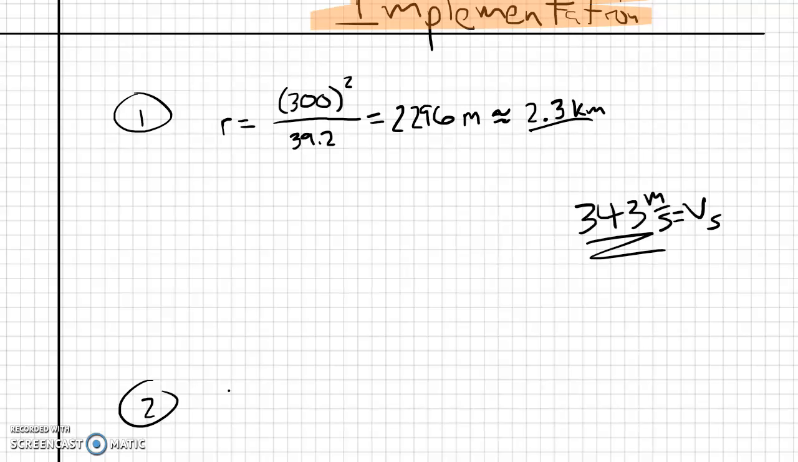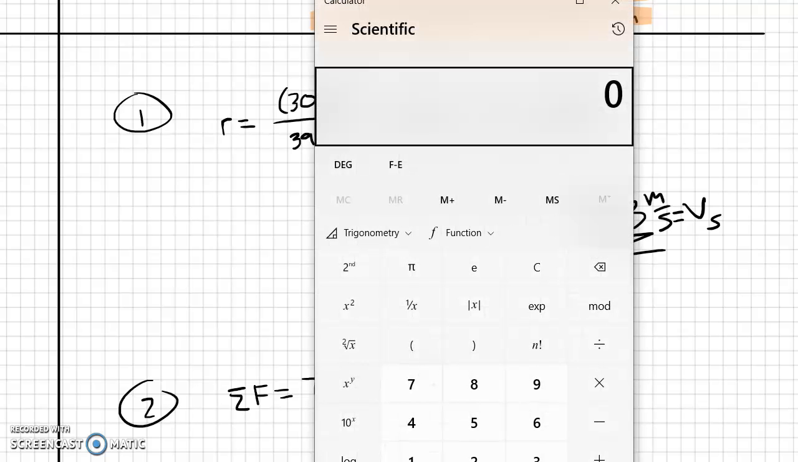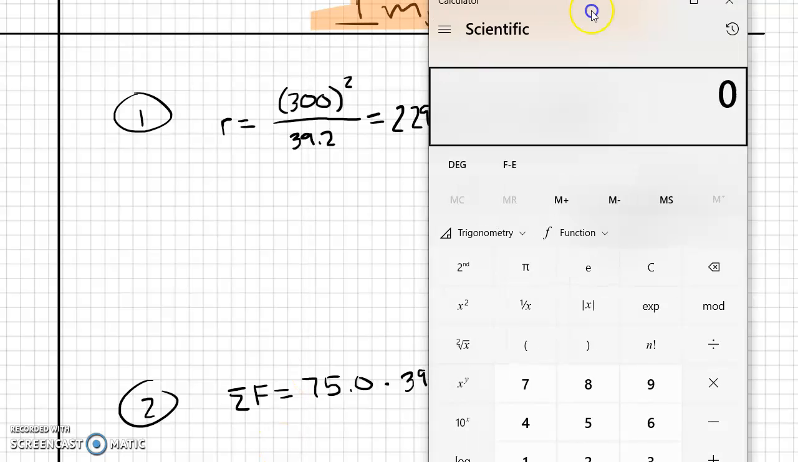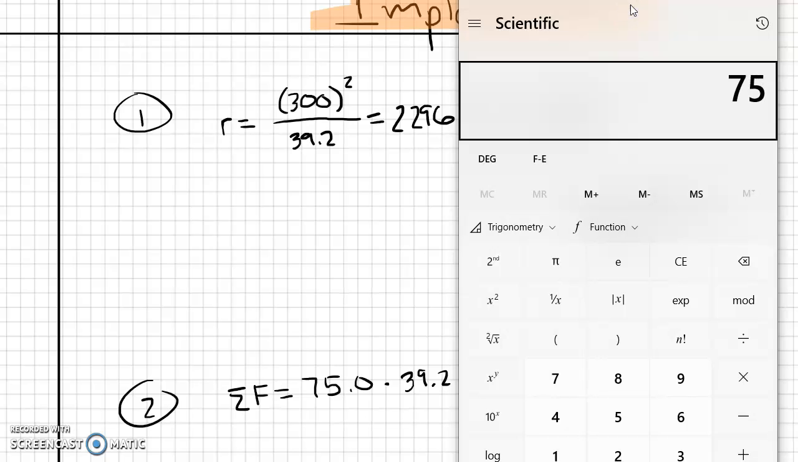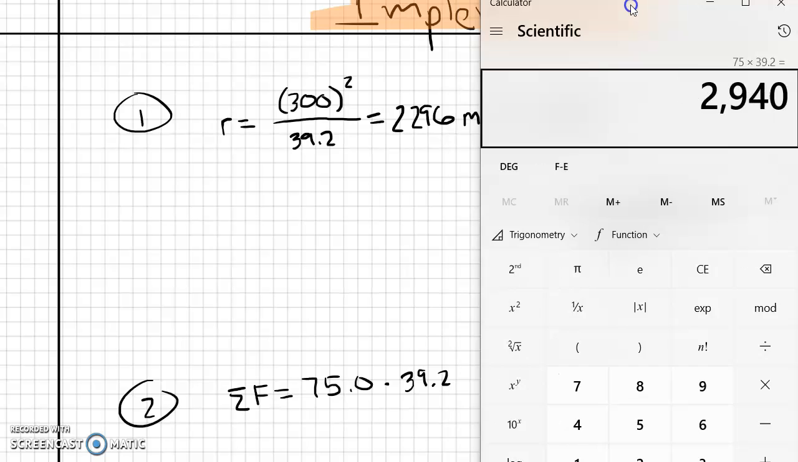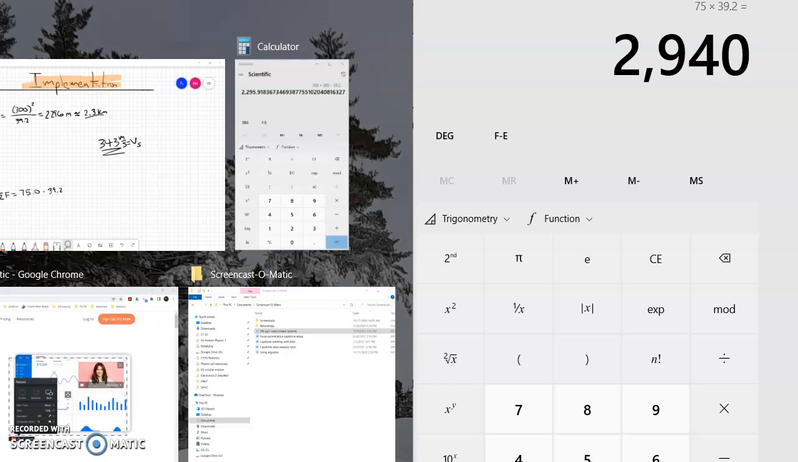All right, so we are solving for the net force. The mass was 75.0 kilograms, and we know the acceleration is going to be 39.2 meters per second squared. Once again, let's bring our calculator up. I'm covering up my numbers, so let me uncover them. 75 times 39.2, and it looks like we get about 2,940.